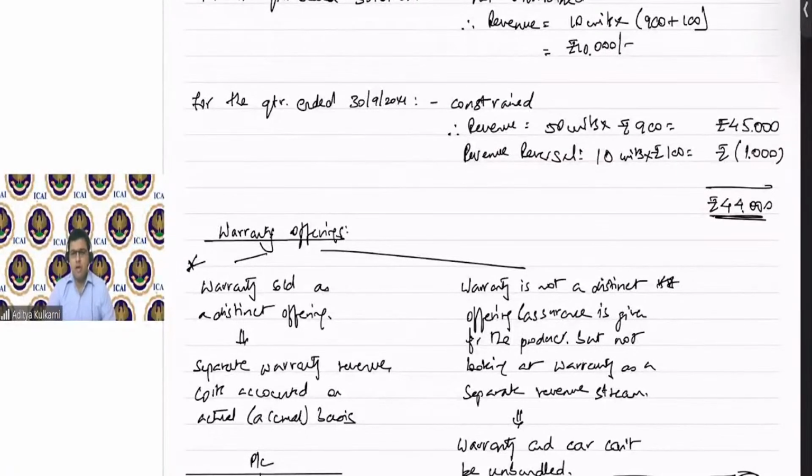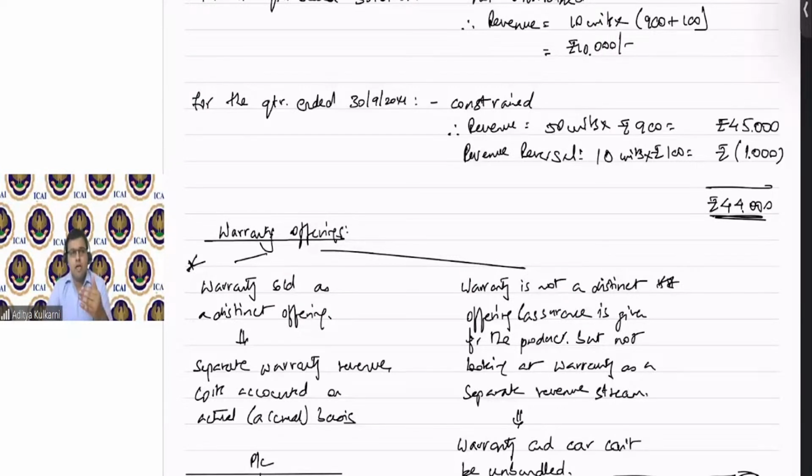Then we came to warranty offerings. Warranty offerings could be of two types: an assurance based warranty or a warranty sold as a distinct offering. If you go to buy a car, the car will come with a 1-year warranty. You cannot go to showroom A, buy a car and tell them not to give the first year warranty, that you'll buy the first year warranty from another showroom. That is not possible. The assurance based warranty comes with the sale. It's not unbundled as a distinct offering.